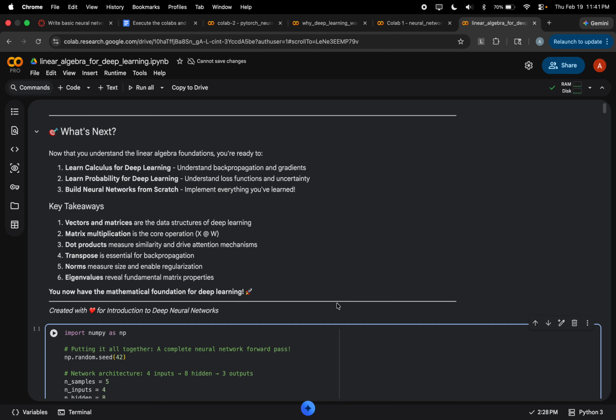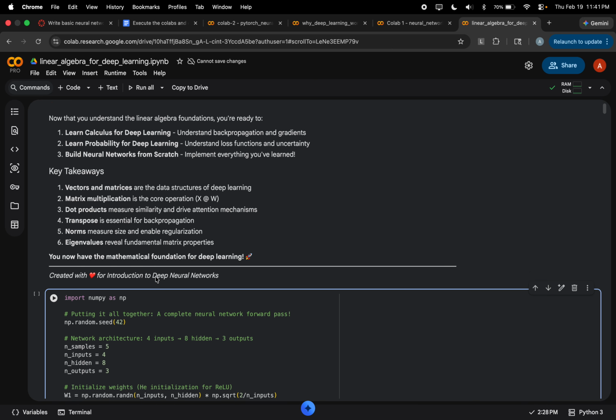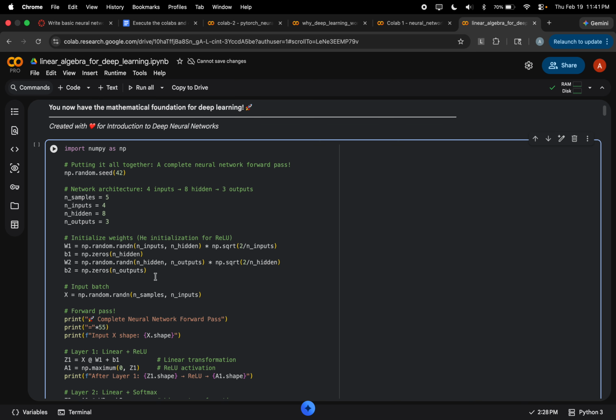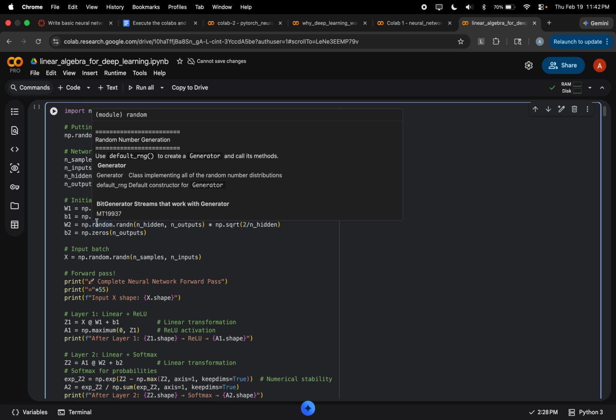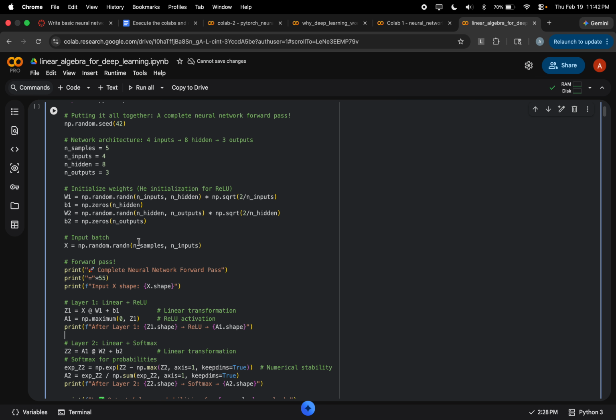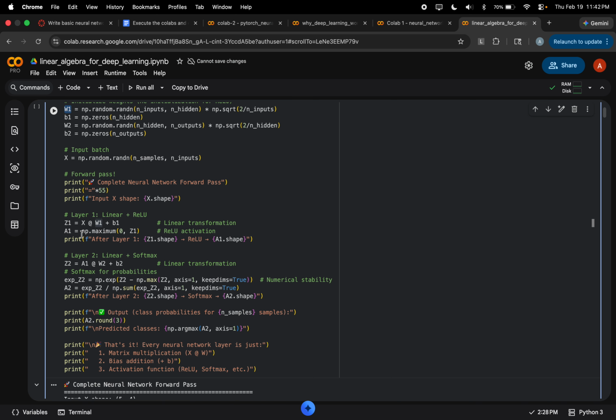In this video, I'll give you a demo for this linear algebra for deep learning notebook. You're basically understanding the different components of machine learning, neural networks. So in the first cell, we are just creating a simple neural network. We have initialized the weights, bias, and we'll be using ReLU for activation.